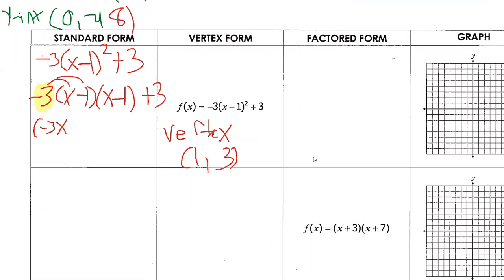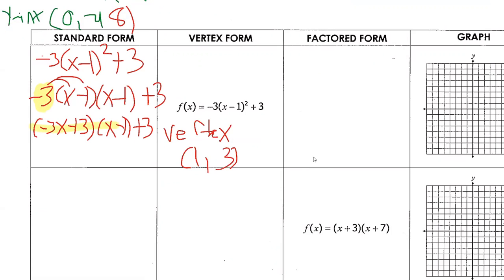I mean, you could FOIL and then multiply everything you get by -3, but personally, I think it's easier to make mistakes that way. Let's not get sloppy. That's a -1. Okay, so we're going to FOIL this.